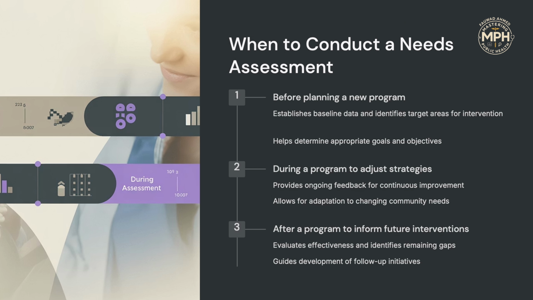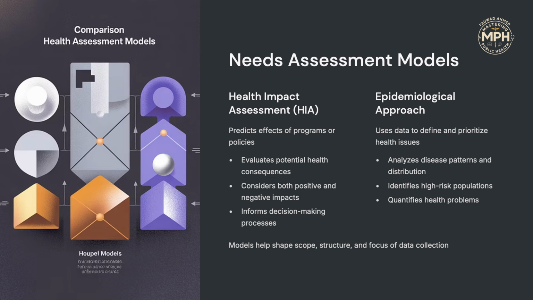There are several models for conducting needs assessments. One common example is the health impact assessment. This approach predicts how a policy, program, or project might affect the health of a population, especially vulnerable groups. It includes screening, scoping, assessment, recommendations, reporting, and monitoring. Another model is the epidemiological approach, which focuses on using morbidity and mortality data to define and prioritize health problems.